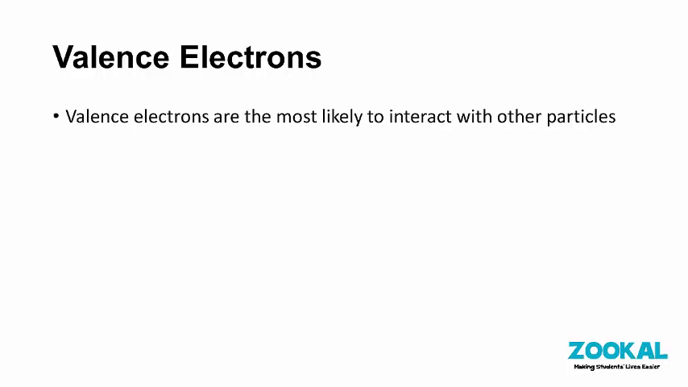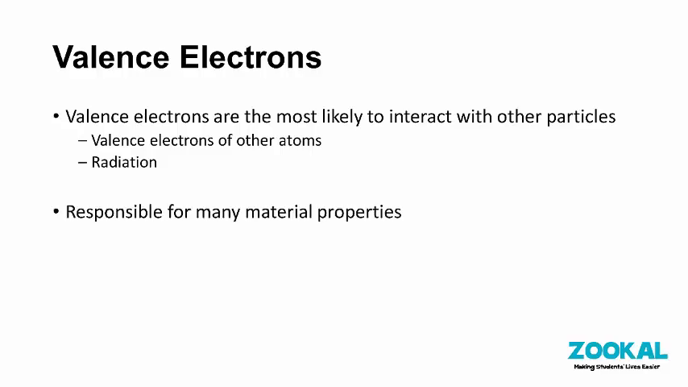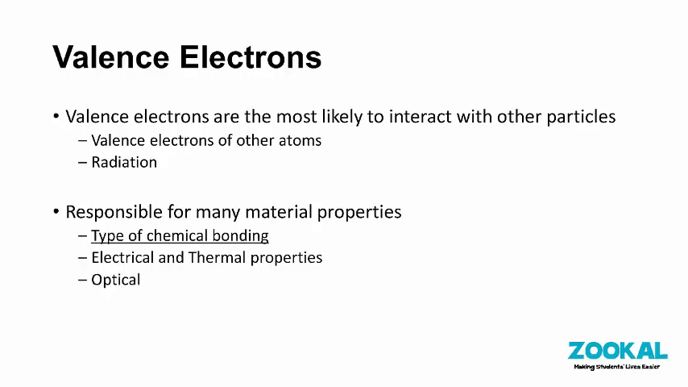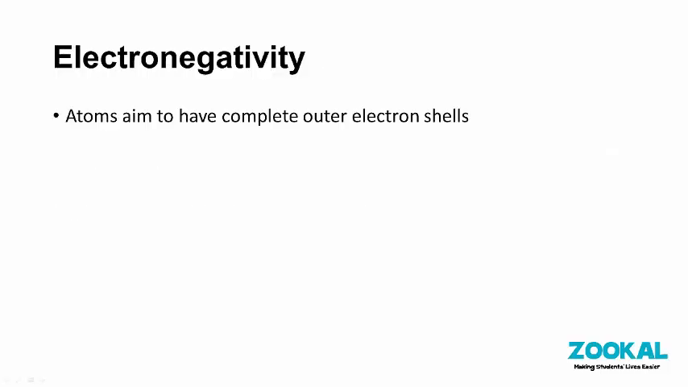This makes them most likely to interact with other particles, such as the valence electrons of other atoms and radiation. We will primarily be concerned with the former. Valence electrons are responsible for a number of material properties, such as the type of chemical bonding, the electrical and thermal properties, and optical properties. For this course, we are interested in the type of chemical bonding. For reasons we will discuss later, atoms aim to complete their outer electron shell, or their valence shell.